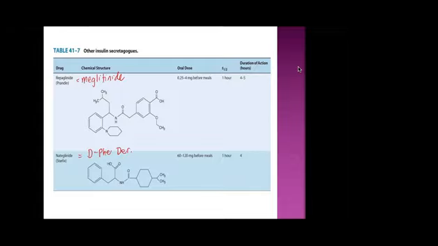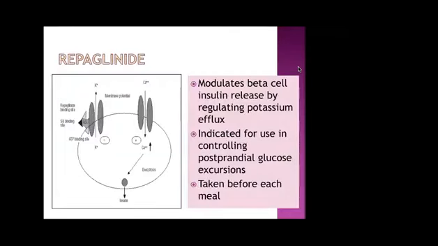Medyo madali ang MOA kasi ang MOA nila, they are also potassium channel blockers like sulfonylureas. With that being said, we infer that they can promote release of insulin ulit. Kasi they can cause depolarization of beta cells, causing increased inward conductance of calcium, thus promoting exocytosis of insulin granules. Okay? So yan ang MOA nila. Potassium channel blockers sila. That's why they can enhance insulin release.